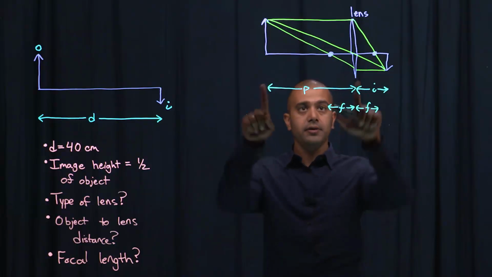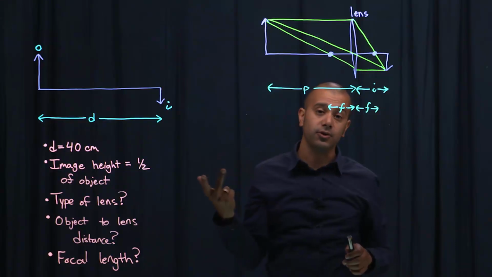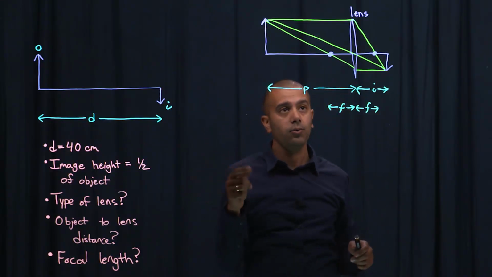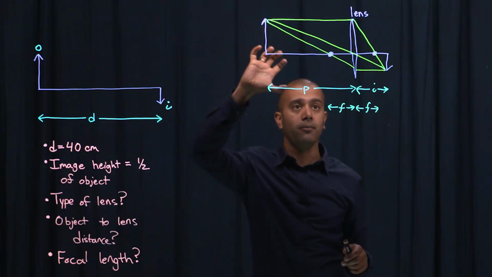All right, so what we're looking for here is P. We want to find the distance between the object and the lens. And there's two ways to do it, actually, in this problem. We can use the thin lens formula, or we can also use similar triangles. So I'm going to have you do that first. We're going to use similar triangles.